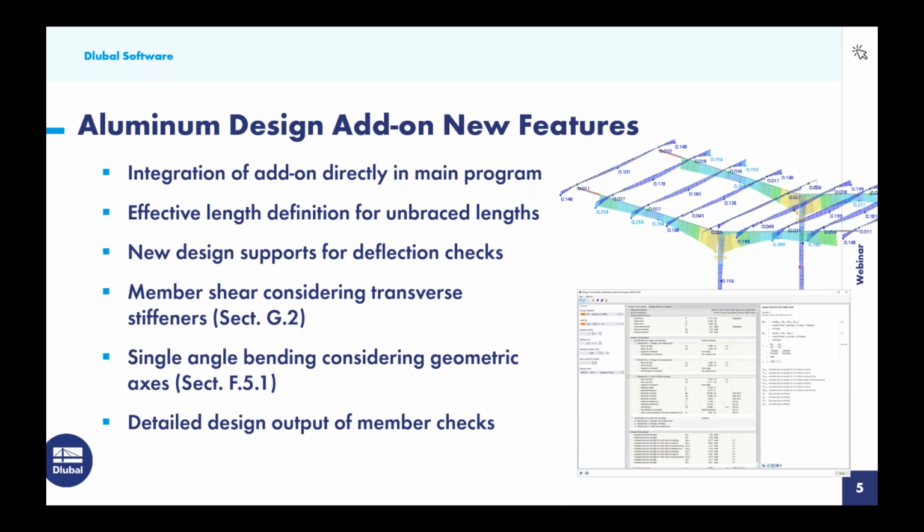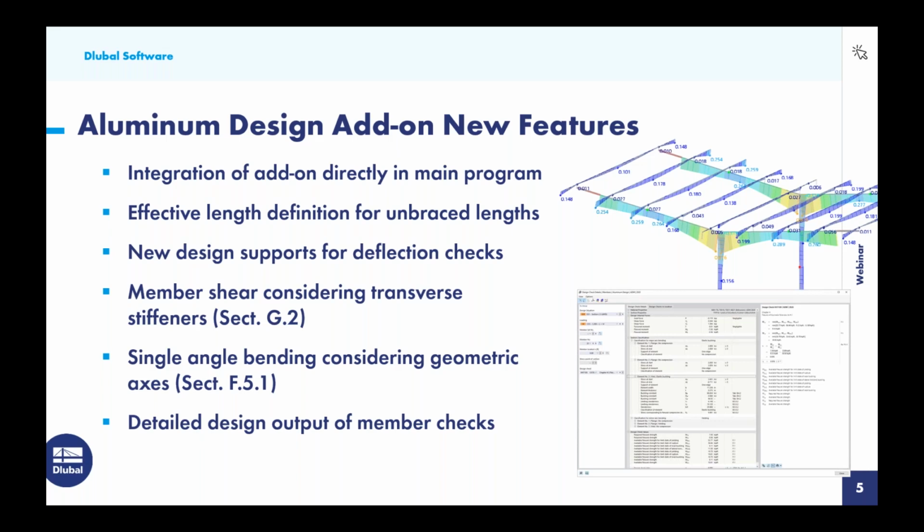Now, the next two bullet points here I will not be showing in today's example, but I think it was worthwhile to point out that we now can consider transverse stiffeners according to section G2 when we are looking at the member shear design. I'll point that out in the example today. Also, single angle bending can now be considered according to the geometric axes if all conditions are fulfilled according to section F5.1. Previously in RFEM 5, we considered single angle bending according to the principal axes only.